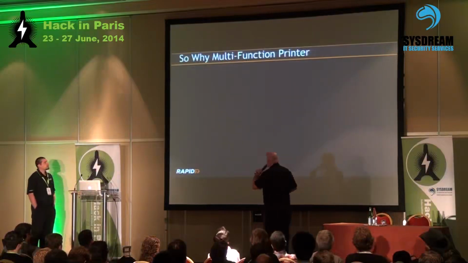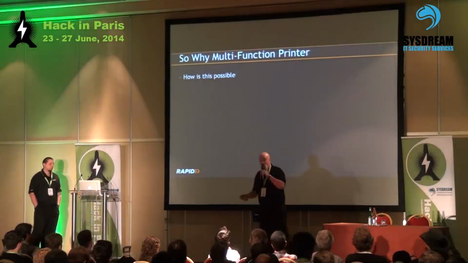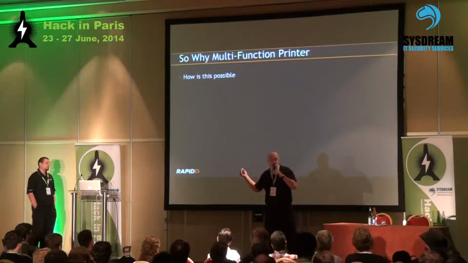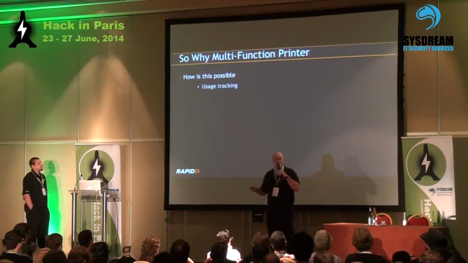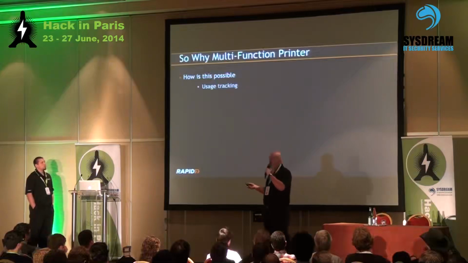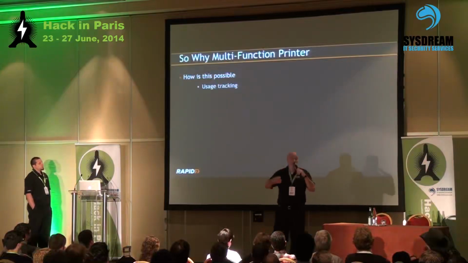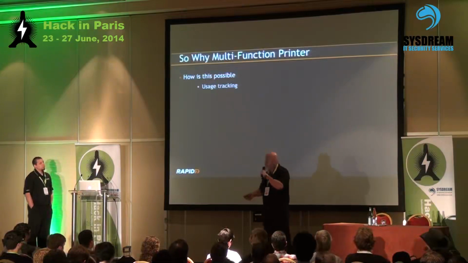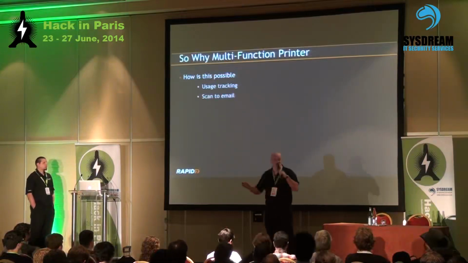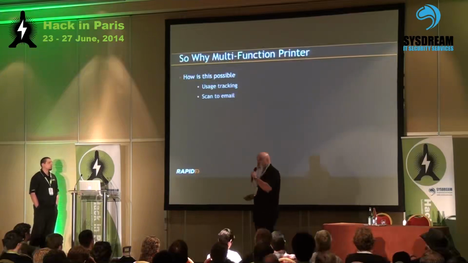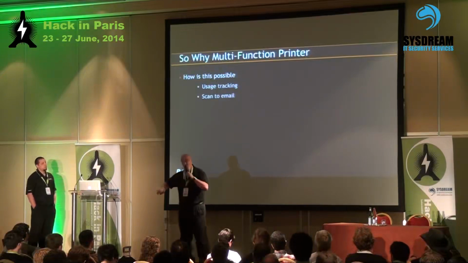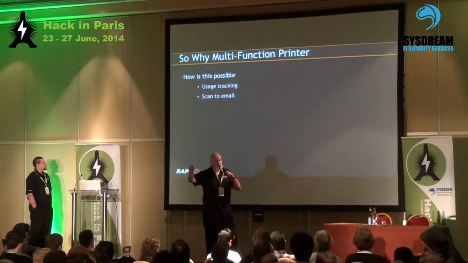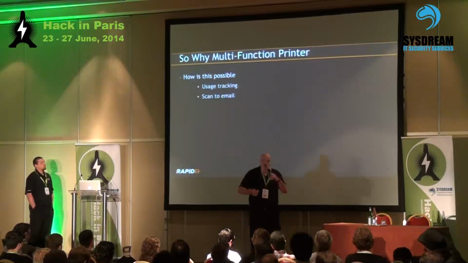So why multifunction printers? How is this possible? Multifunction printers contain some interesting information. For example, they contain username information. Color printers have a color log, typically used for chargeback functionality, if departments want to be charged back for their usage of color. We also have a function called scan to email. An employee walks up to a multifunction printer, logs on, pins himself in, does a scan job and sends it to email. Because of that, these devices have to be able to integrate into your email systems.